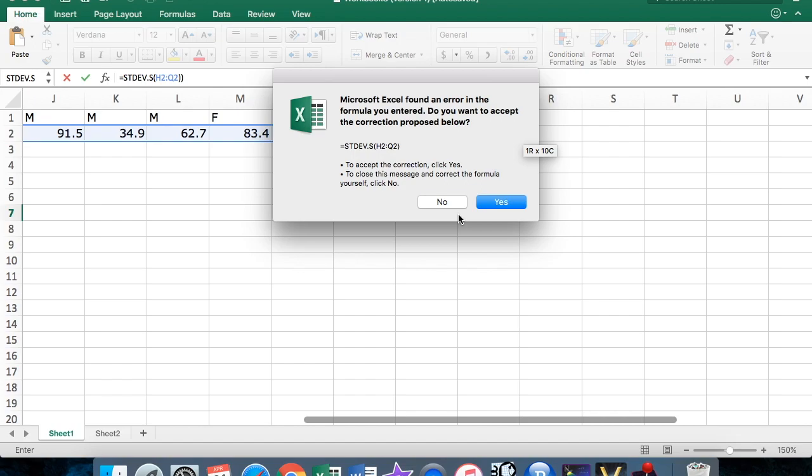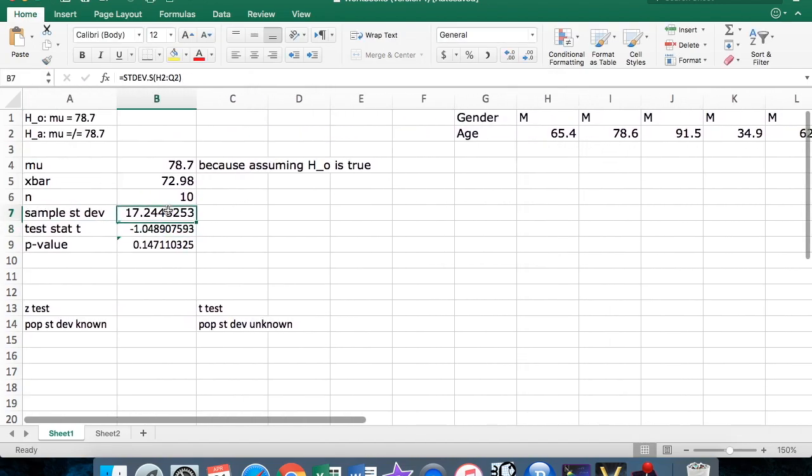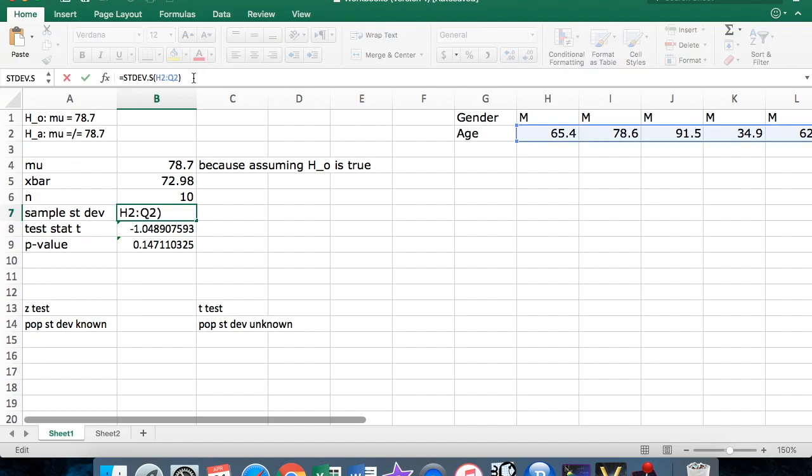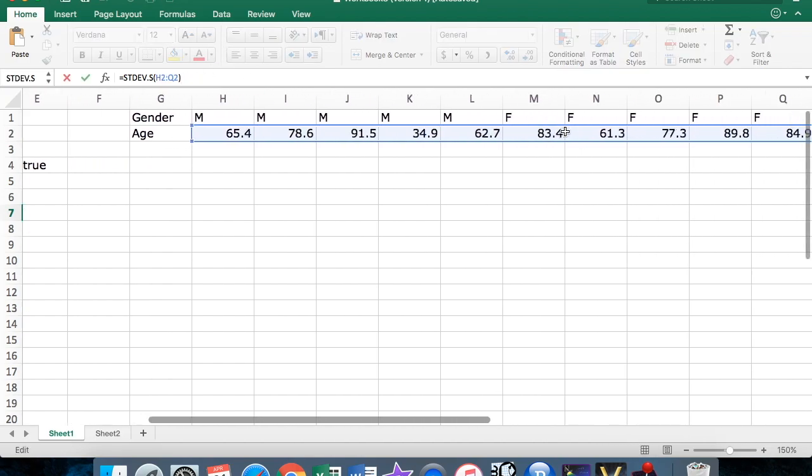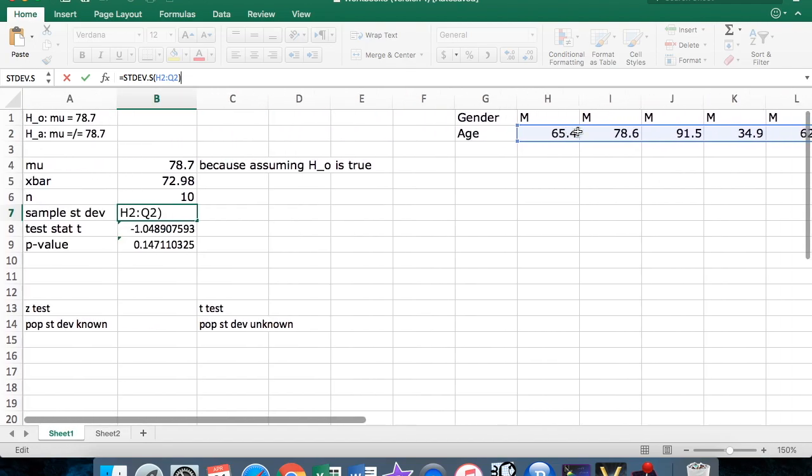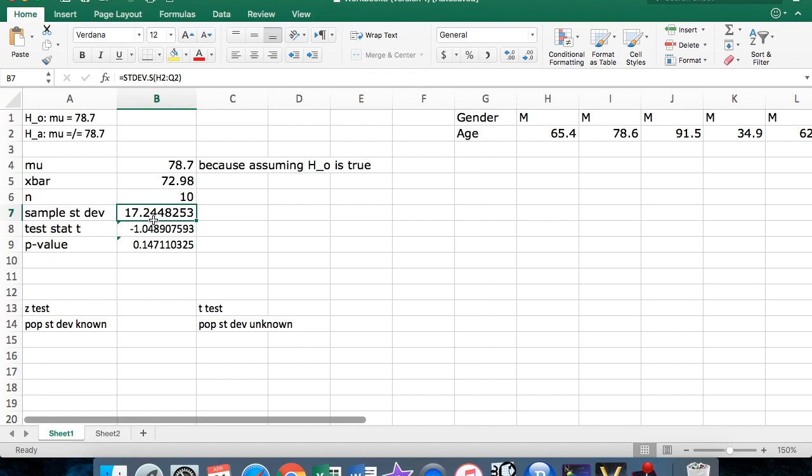I found an error? What did I do? H2 to Q2. That's fine. Yeah, I guess I must have accidentally put an extra set of parentheses or something. Okay, so that's my sample standard deviation.